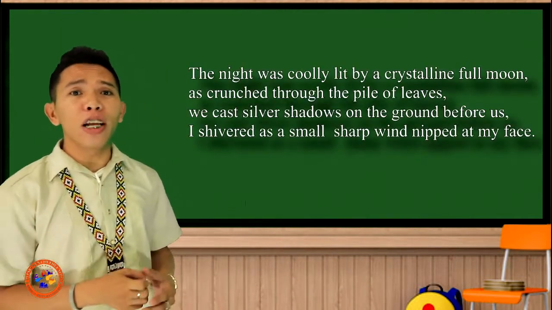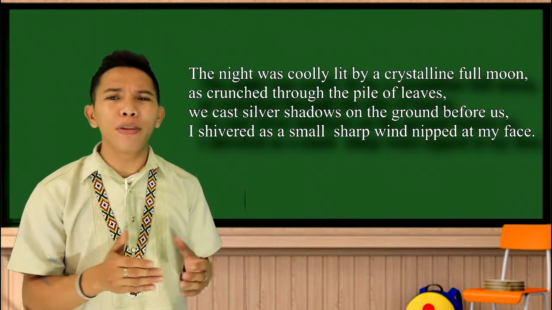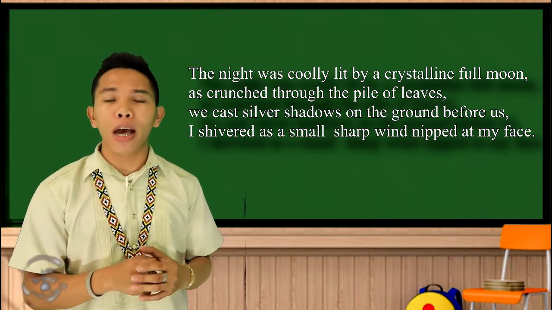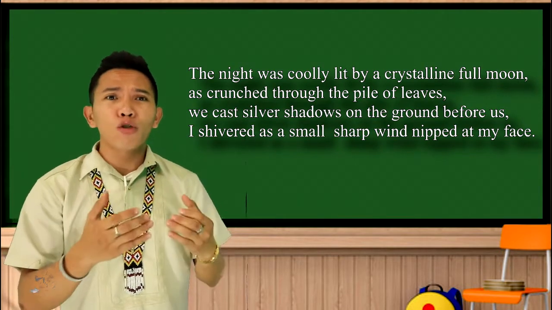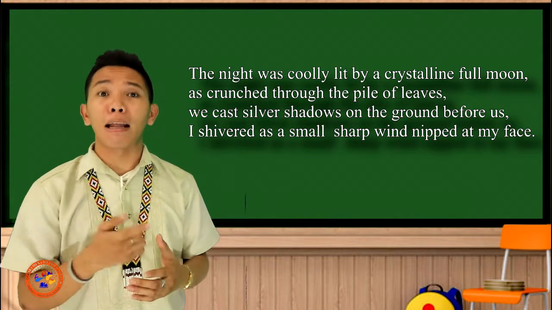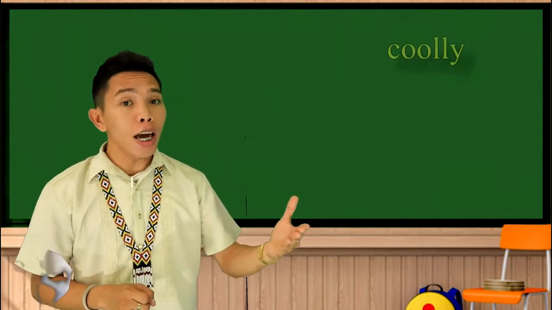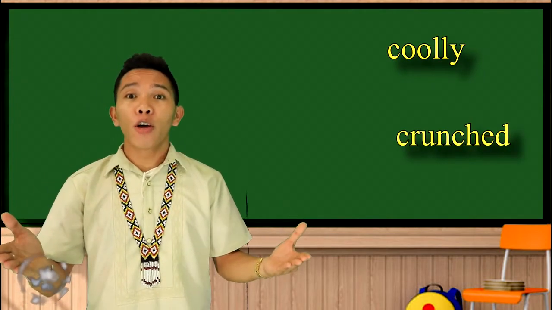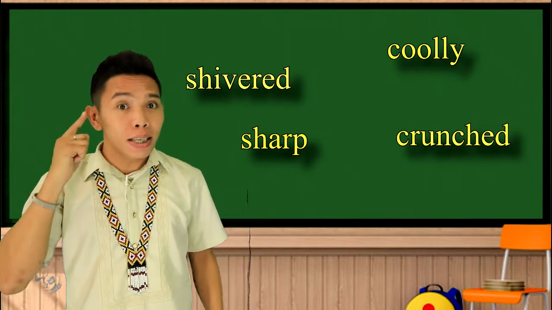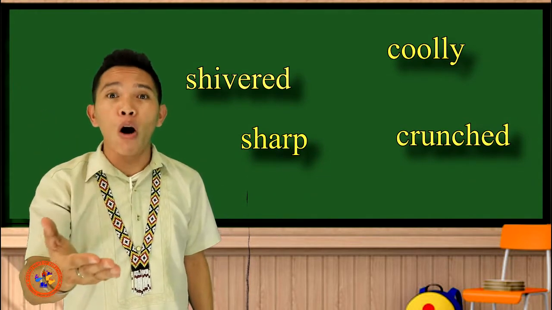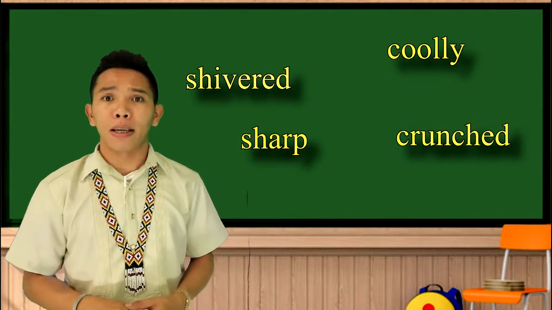The night was coolly lit by crystalline full moon. As we crunched through the pile of leaves, we cast silver shadows on the ground before us. I shivered as a small sharp wind nipped at my face. Notice that the terms coolly, crunched, shivered, and sharp correspond to the human senses, which adds more vivid description of the person's experience about the night.